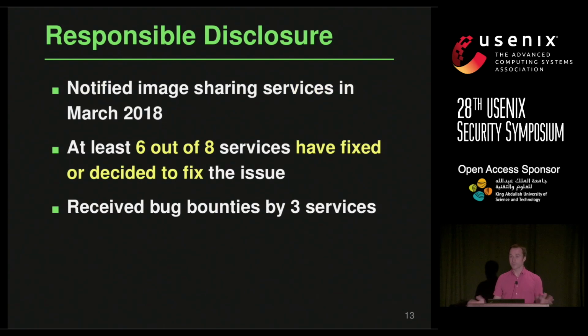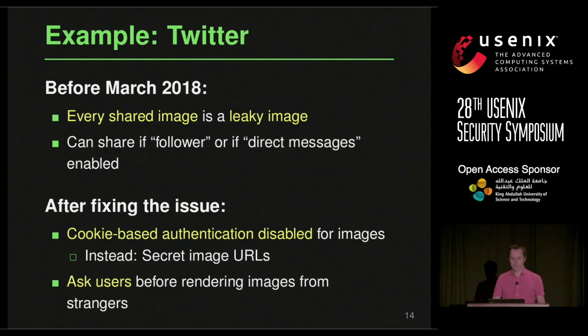So now, of course, all of this is not good. So what we did is to tell these image sharing services about this potential privacy problem. And fortunately, they reacted pretty quickly and effectively. So as of the time of writing the paper, at least 6 out of the 8 services have either already fixed or decided to fix the issue. And nicely, 3 of them also gave us a bug bounty, which we didn't expect, but is, of course, very nice. To give you an example of how this fix looks like in practice, let's have a look at Twitter.